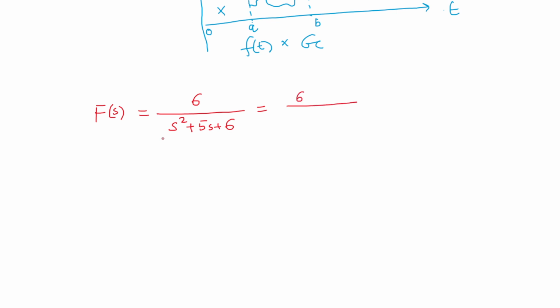Now if you factorize the denominator, it will be s plus 3 into s plus 2, which is nothing but s square plus 5s plus 6. So now if you write it like this, s plus 3 minus s plus 2, it can be written in this fashion. So 1 by s plus 3 into s plus 2 can be written as 1 by s plus 2 minus 1 by s plus 3.